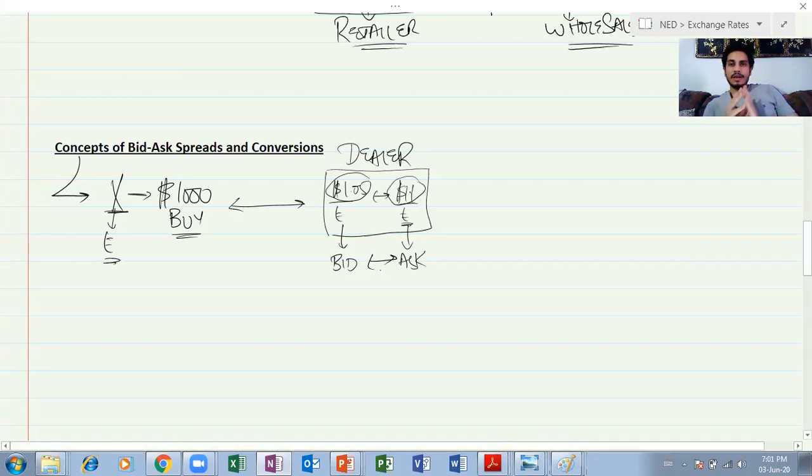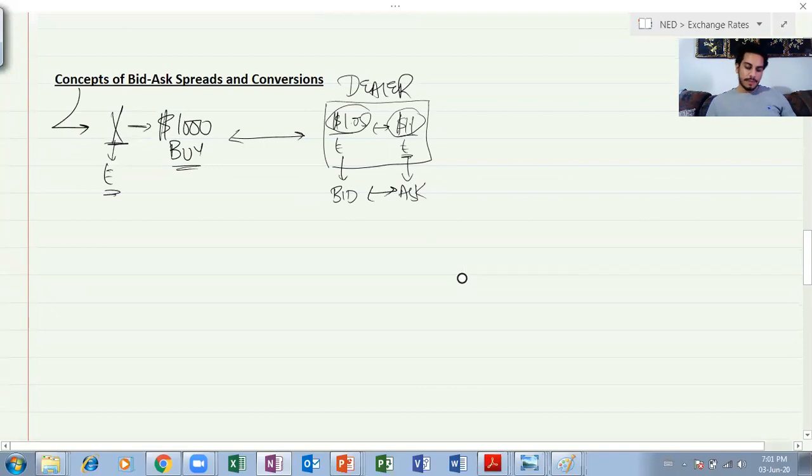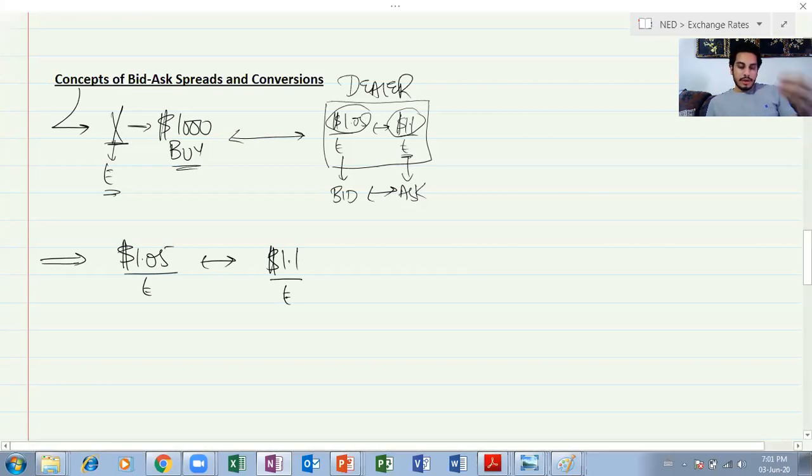Now let's understand the conversion rule. So I want you to put attention over here. Let's understand the conversion rule. Let's suppose you have these two quotes, dollars 1.05 for euro and dollars 1.1 per euro. So you have these two quotes, which are called bid and ask quote. You want to buy $1,000. You want to buy $1,000.